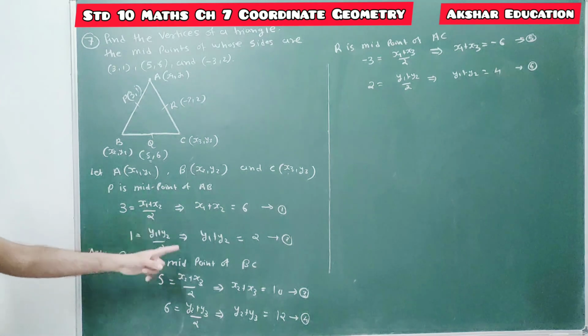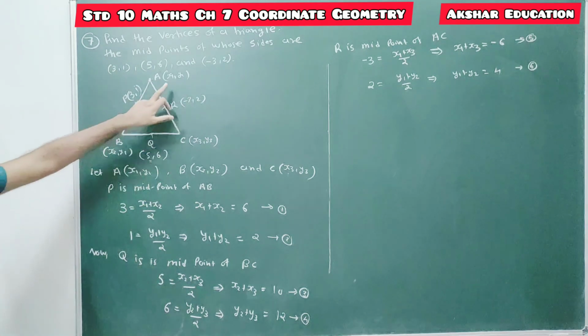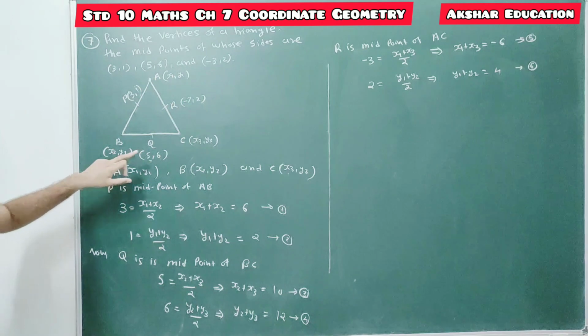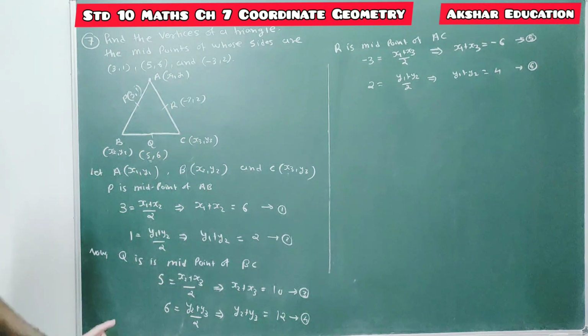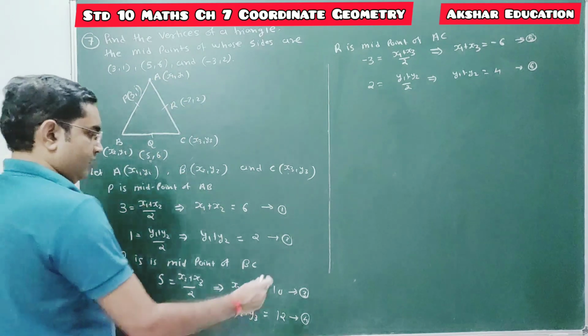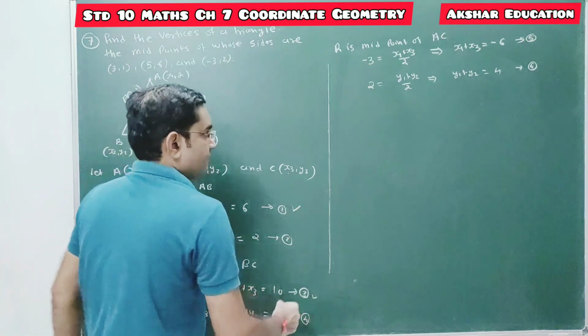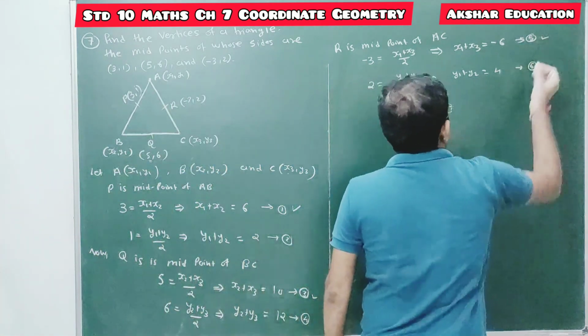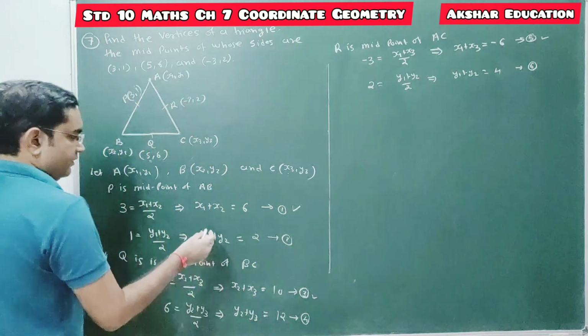Now we have to solve all these 6 equations and find the values of x1 y1, x2 y2 and x3 y3. Done? So for that we are adding equation number 1, 3 and 5. Add equation number 1, 3 and 5.